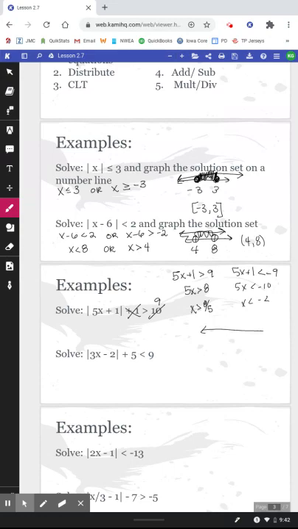Put these on the number line. The negative 2 will be on the left, the 8/5 on the right. Both open. This time the 8/5 is greater than, so that's pointed to the right, and the negative 2 is less than, so that's pointed to the left. So we have two separate solution sets here. The first one would be parenthesis, negative infinity, comma, negative 2, parenthesis. And the second one would be parenthesis, 8/5, comma, positive infinity, parenthesis.